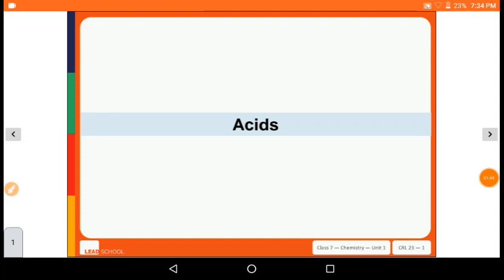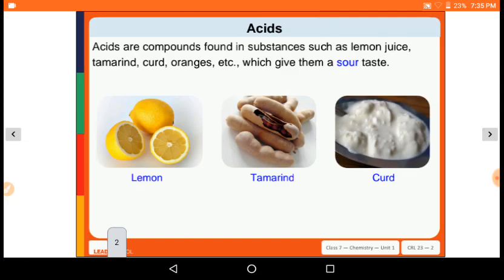Now let us start. The next topic is acids. So basically, what are acids, what are their properties, how we can identify an acid, a base and a salt, we will see in this topic. Acids are compounds found in substances such as lemon juice, tamarind, curd, oranges, etc., which give a sour taste.